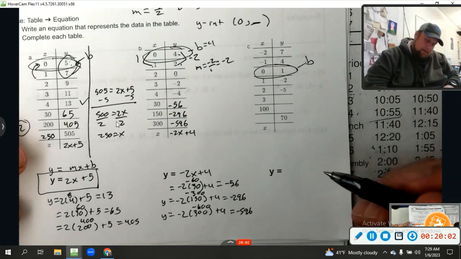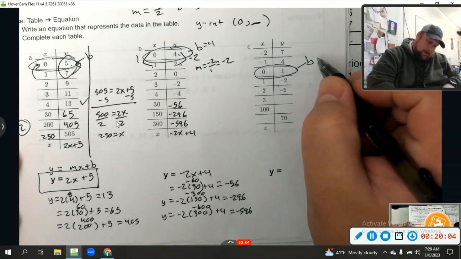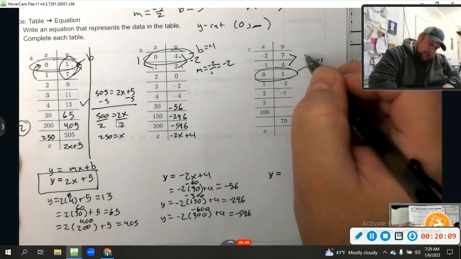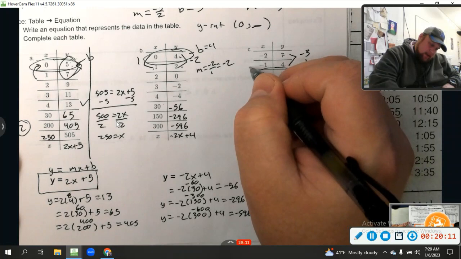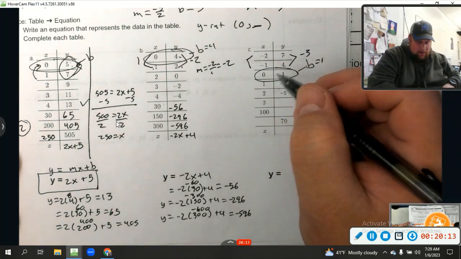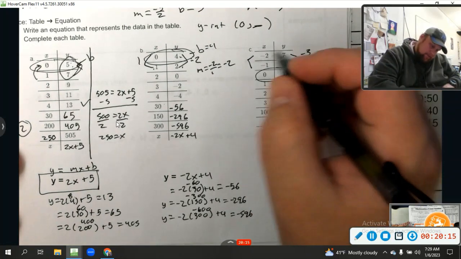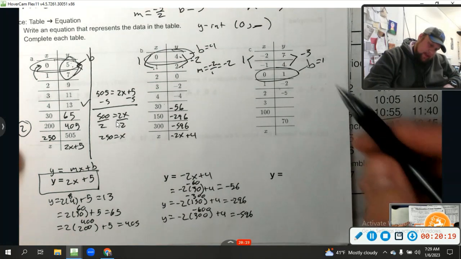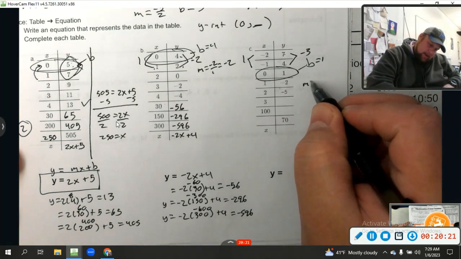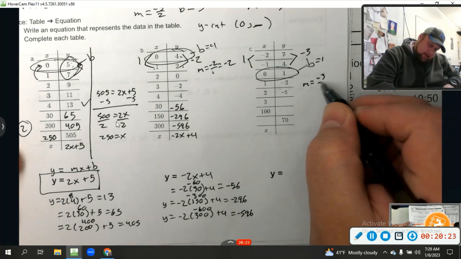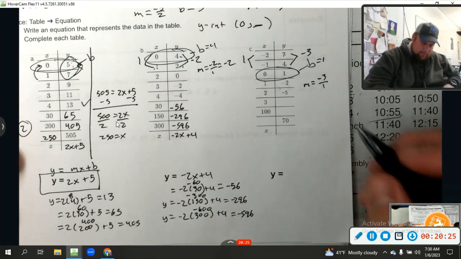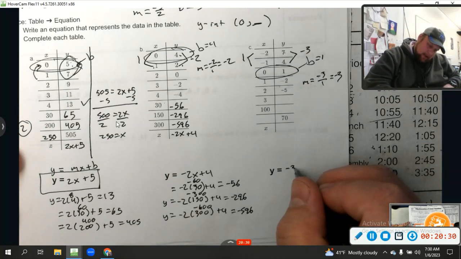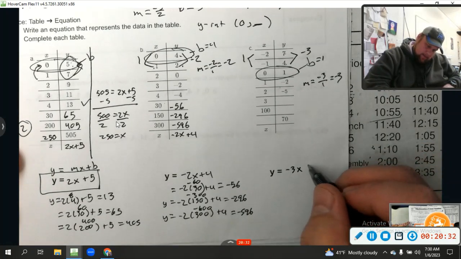Okay. I'm assuming you paused this, gave it a shot, hopefully did it. Equals 1. Let's look. That's just going to be 4 minus 7 is negative 3. Negative 1 minus negative 2, that's going to be 1. It's a growth of 1. It's a shrink of 3. So my m equals negative 3 over 1, which equals negative 3. So what does y equal? Y equals negative 3x plus 1.